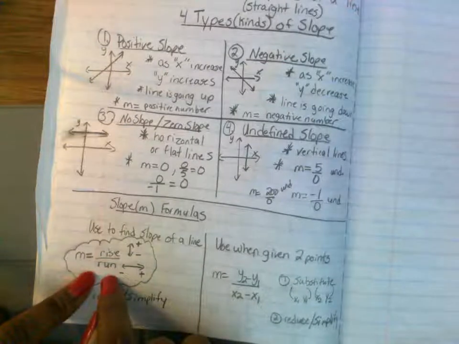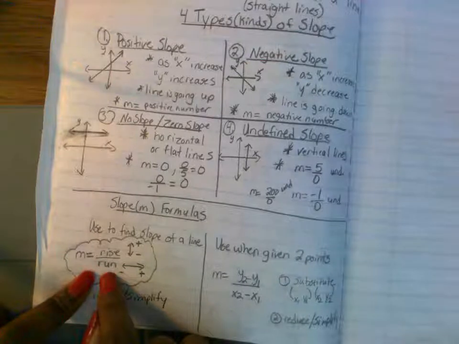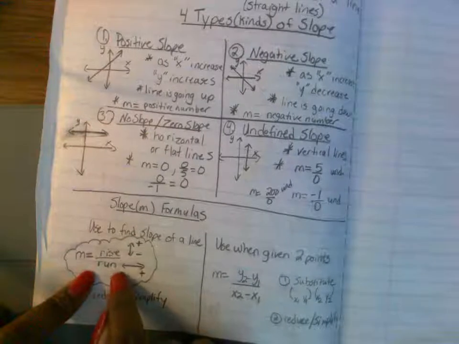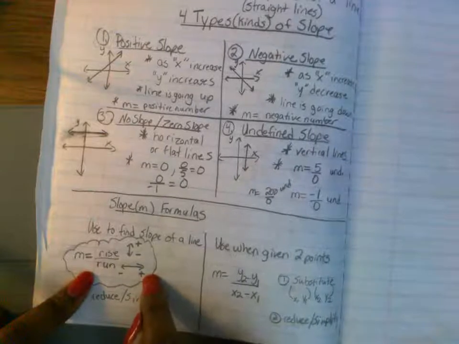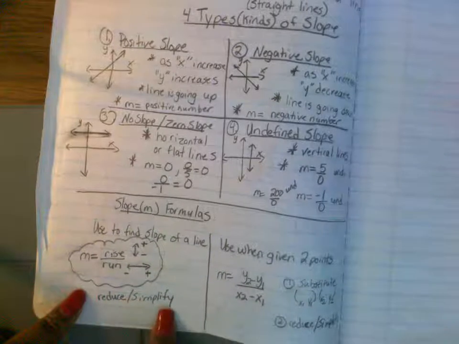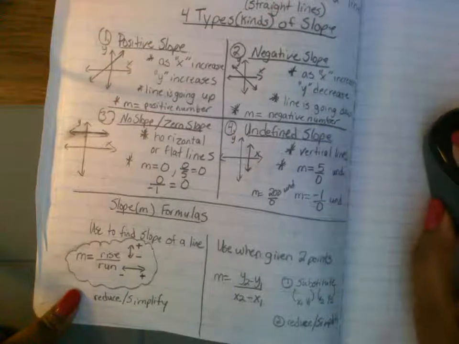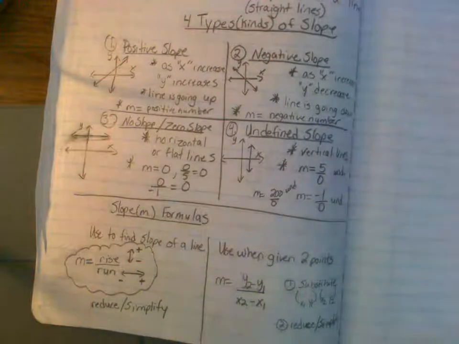Run is how far I go to the left or the right to get to that next point. If I go to the left to get to that point, my bottom number is going to be negative. If I go to the right to get to that point, my bottom number is going to be positive. And I reduce or simplify, or in many cases, I do both. I simplify and reduce. Okay, I'm going to pause once more. I'm going to go over the independent practice problems from yesterday, and then you're going to work on the independent practice problems for today.